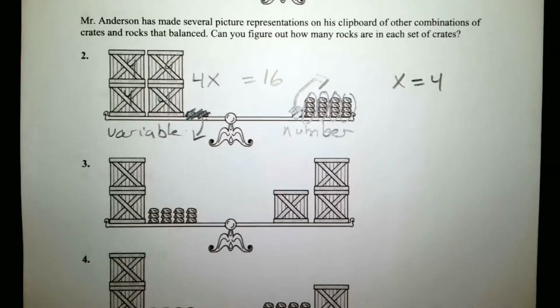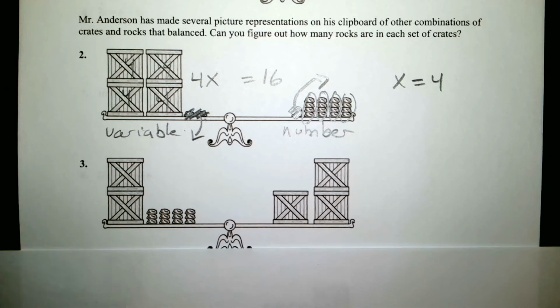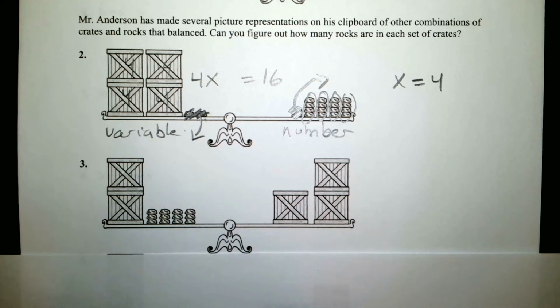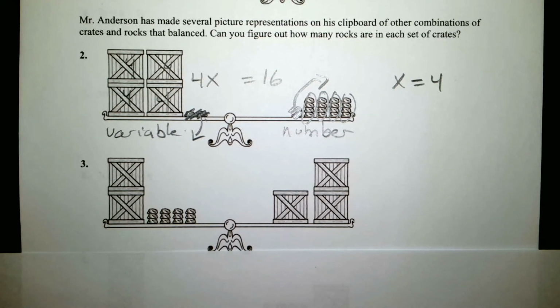Here on problem number 3, we have another problem like that. But this time we have variables on both sides or crates on both sides. What are you going to do? Try to figure out how many rocks are in each crate. Okay, so you may have already been able to figure it out.